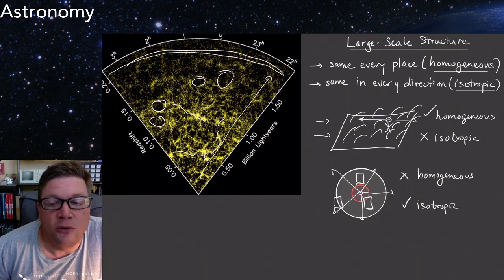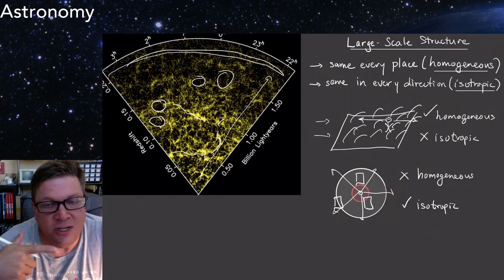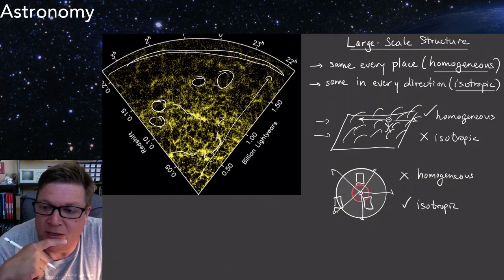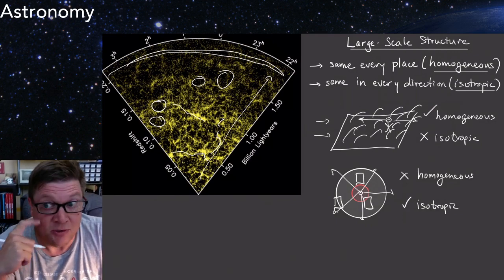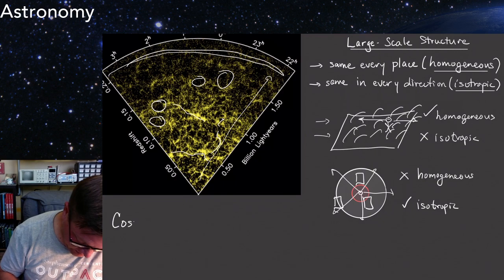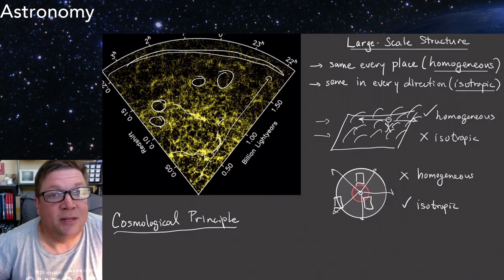Okay, so those are two quick examples, because I think the book uses these words homogeneous and isotropic, and the book isn't real clear about distinguishing those two. So that's a way that you can distinguish them. But anyway, that the universe is homogeneous and isotropic is called the cosmological principle.